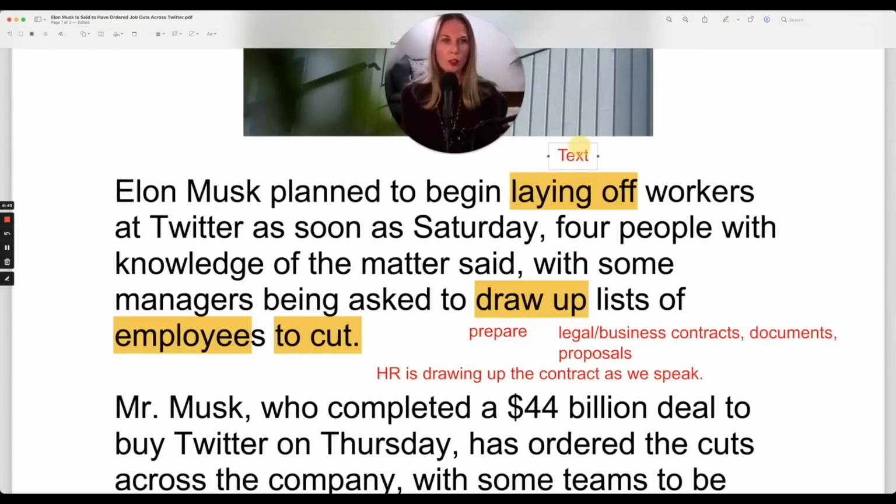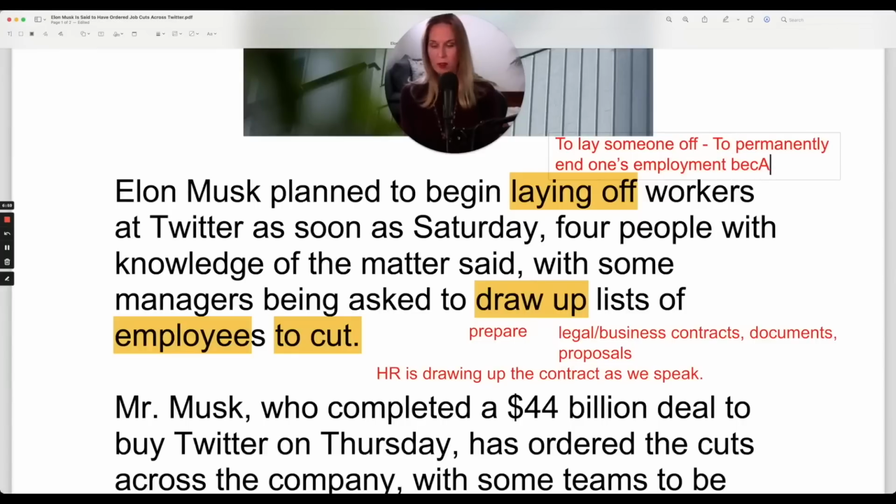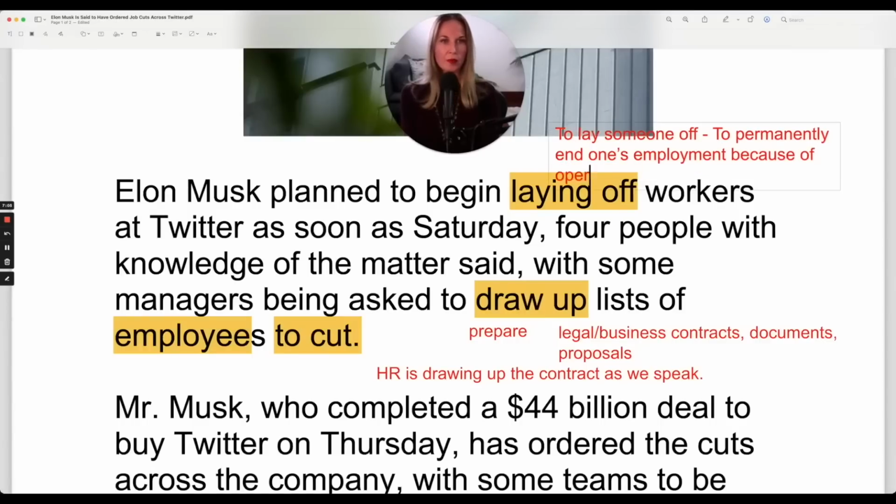So to lay someone off, this is to permanently end one's employment because of operational reasons.